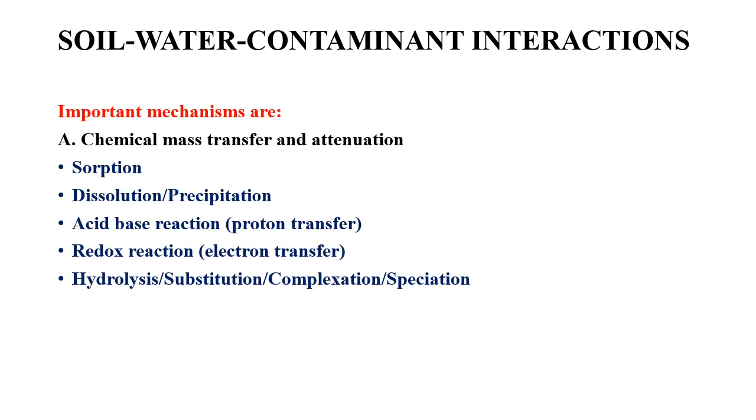We can group these soil water contaminant interactions into many processes. Here we have grouped them into three. The first form of mechanisms involves the chemical mass transfer between the soil and the contaminants, and the attenuation of the contaminants. Attenuation basically refers to the retardation of contaminants within the substrate. The various mechanisms which involve chemical mass transfer and attenuation are sorption, dissolution or precipitation, acid base reaction, redox reactions, hydrolysis, complexation and speciation. These are the different mechanisms which are possible between the soil, water and contaminant, which involve chemical mass transfer between the soil and contaminant.